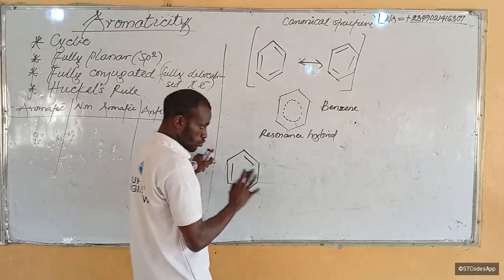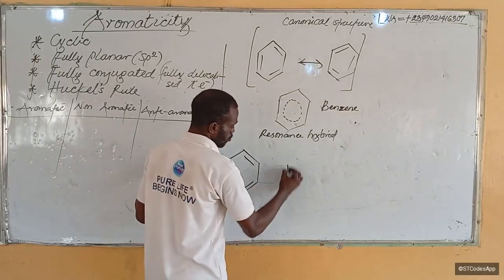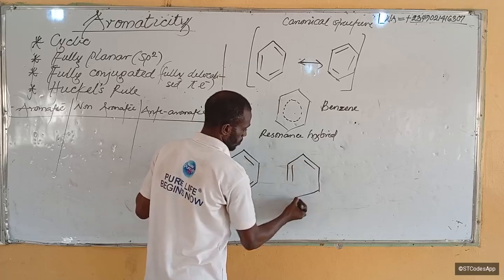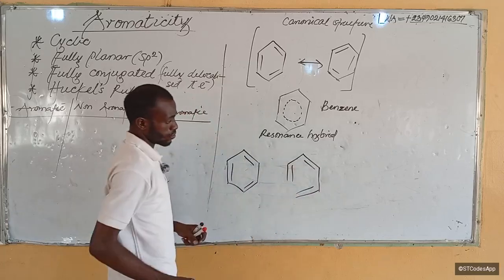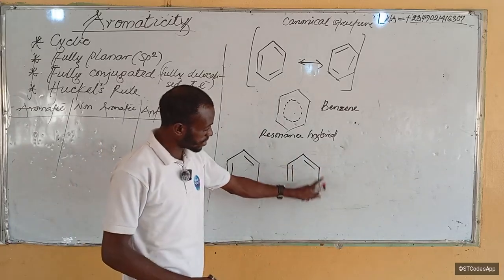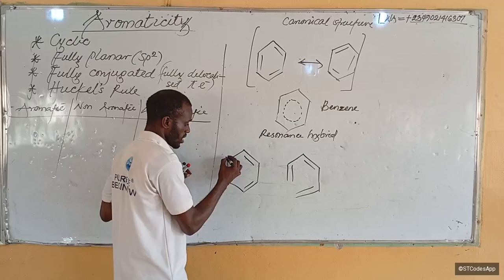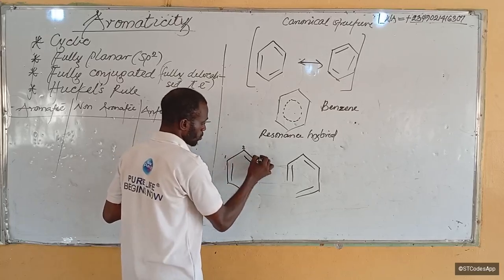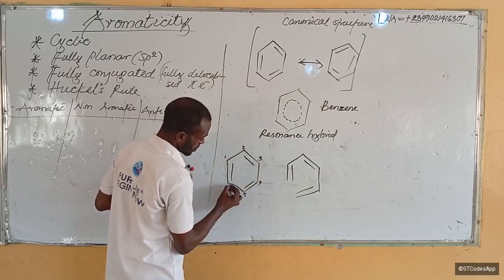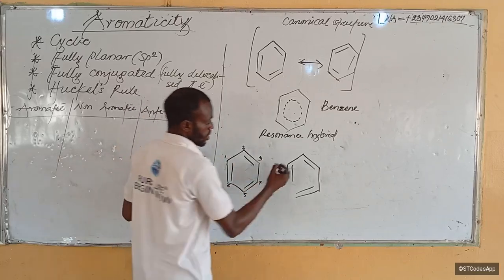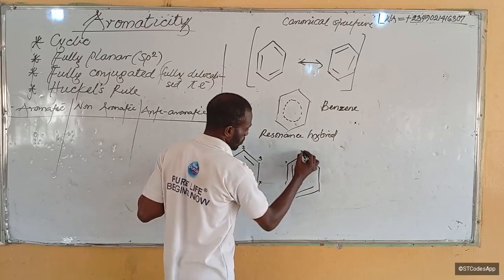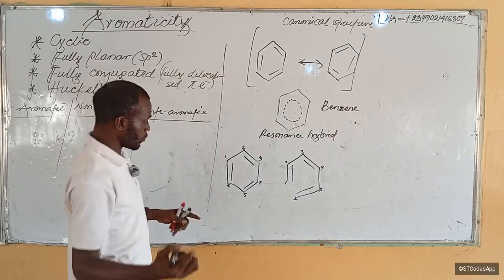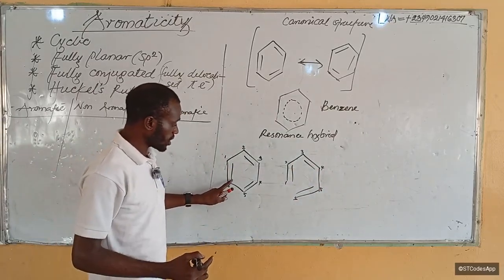Now look at this other molecule. You see that this one is bending, it's curving like this. How many carbons does it have? Starting from here: 1, 2, 3, 4, 5, 6. This is the sixth carbon. If you look at it, it is fully conjugated.